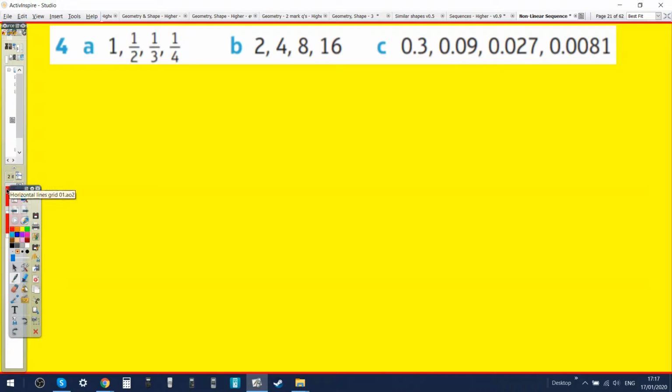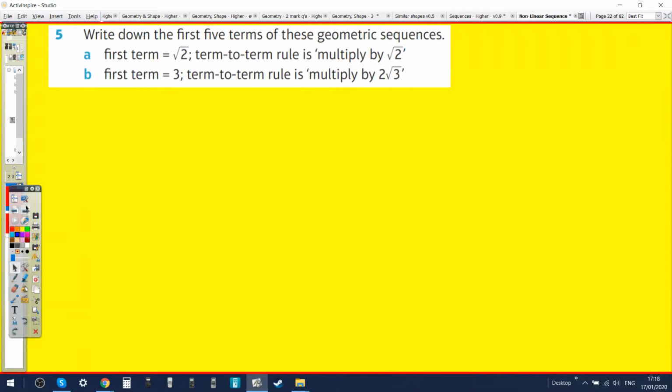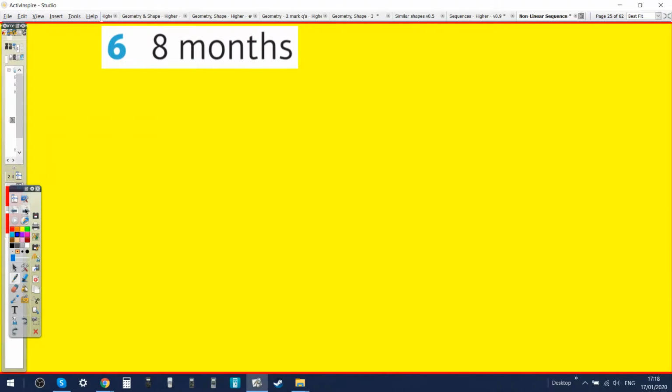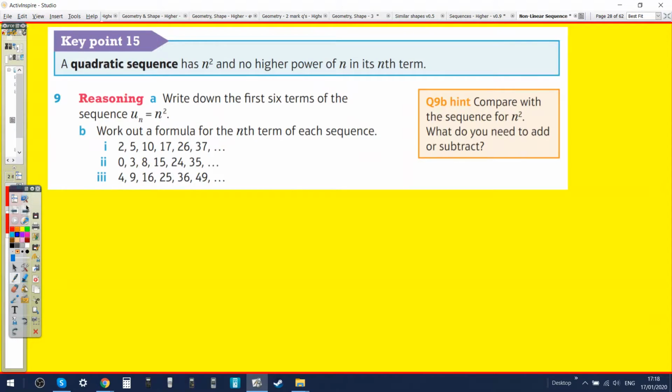What is this asking us to do? Write down the first 5 terms of these. Okay, let's do part A. So I have to multiply by root 2 each time? Yep. Based on the first term, root 2. So root 2, 2. Yep. 2 root 2, 4. Yep, great. So those are kind of revision things.